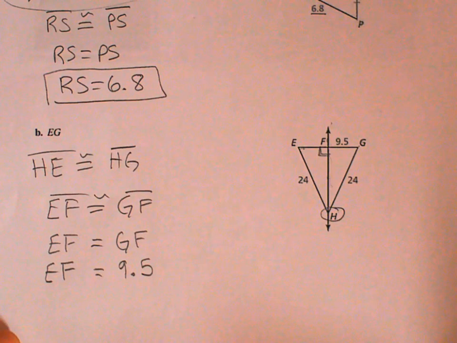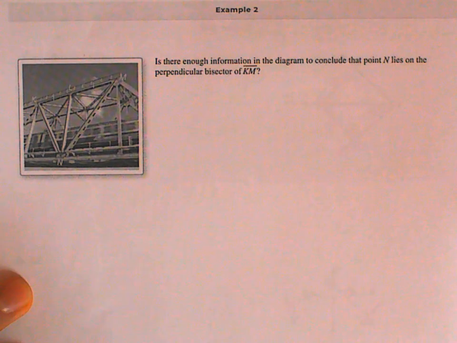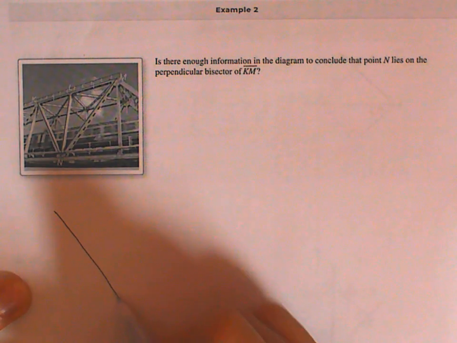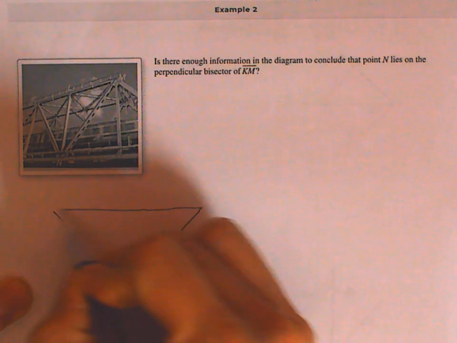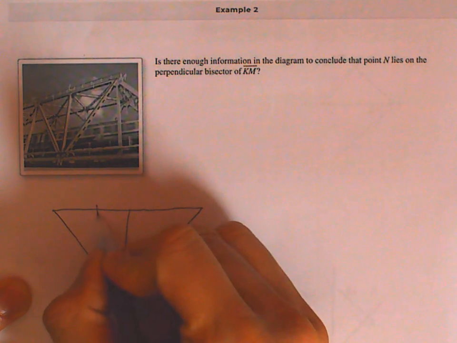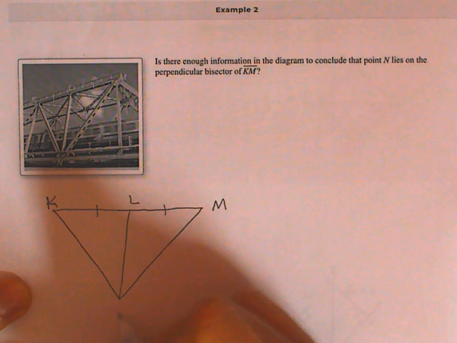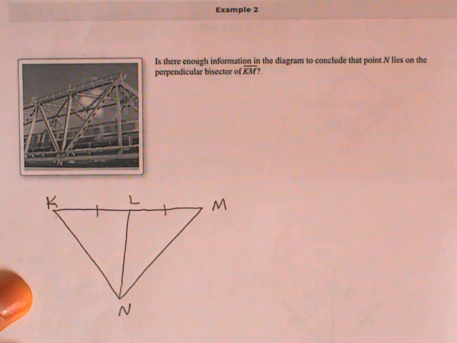Let's look at the next example. In this next example, it's a little difficult to see the diagram, so I'm going to redraw this. What you have here is simply a triangle, and you have a line that goes like that. You have K, L, M, and N. And they want to know, is there enough information in the diagram to conclude that the point N lies on the perpendicular bisector of KM?